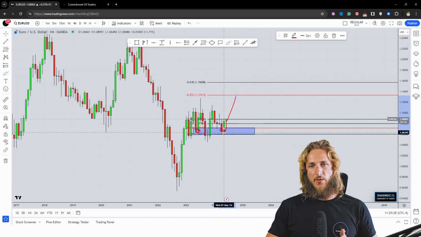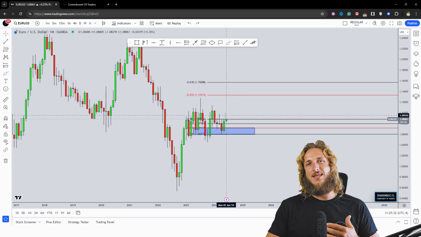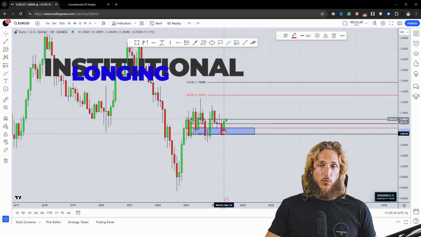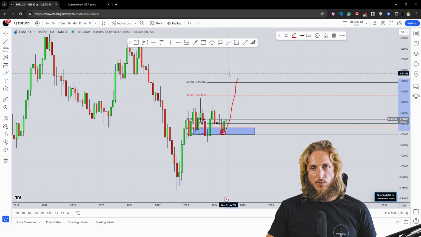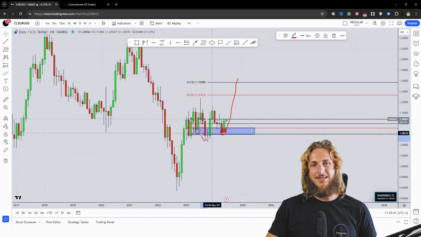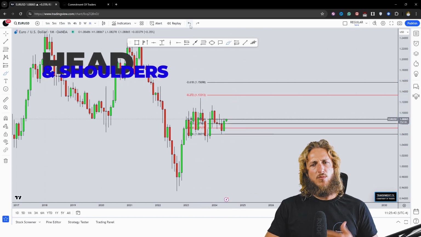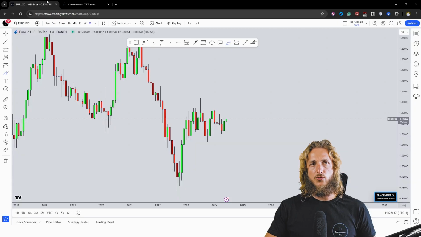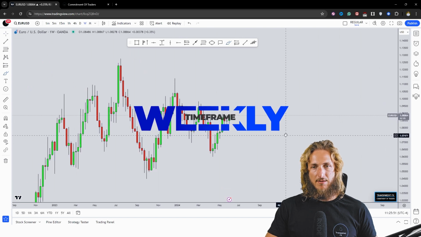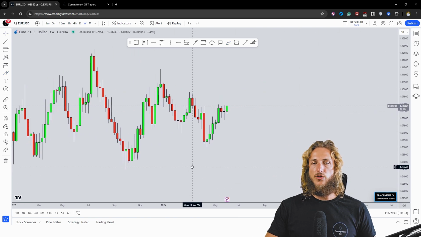Because inside of this area, since it is a confluence of support, there is increased probability of getting institutional longing. And when you see institutional longing, that increases the probabilities of getting the continuation to the upside at that point, completing this inverted head and shoulders. And we will be speaking about institutional longing later on in just a few minutes when we move to the order flow. For now, let's drop down on the weekly time frame and see what we have from a technical perspective here on the weekly.